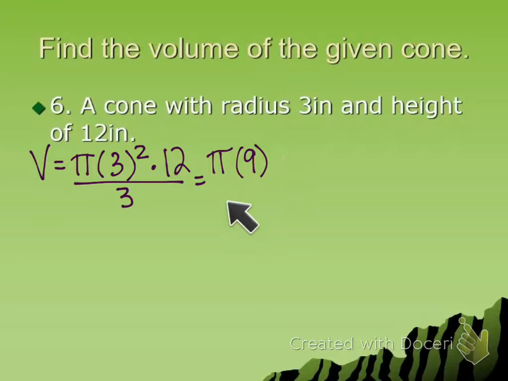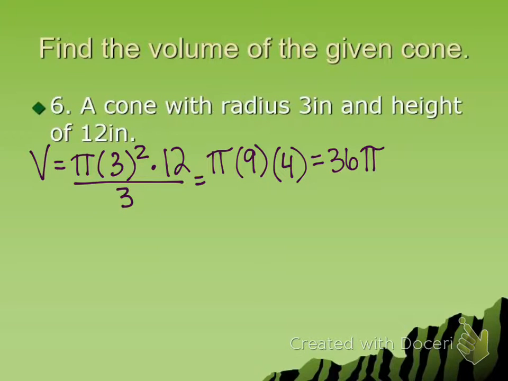If you want to leave the 12 over 3, that's fine. I kind of like to reduce these. Does anybody know what I would get if I reduce a 12 with a 3? A 4, and my denominator would be a 1. So I don't even have to worry about my denominator anymore. If you don't want to do that, that's fine. You don't really have to. You should end up with the same answer in the end. 9 times 4 would give me 36. So an exact answer would be 36 pi.